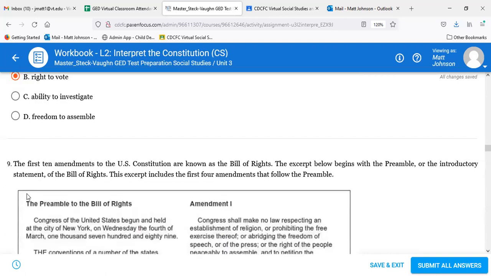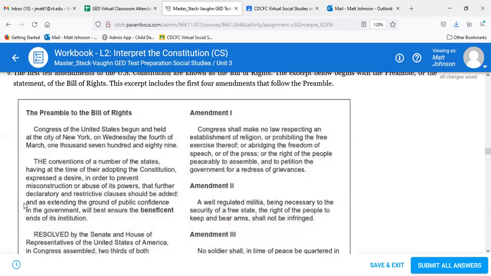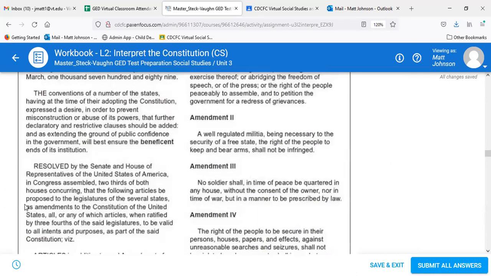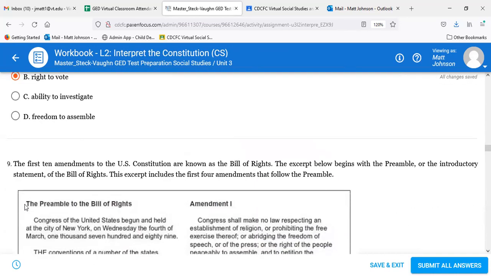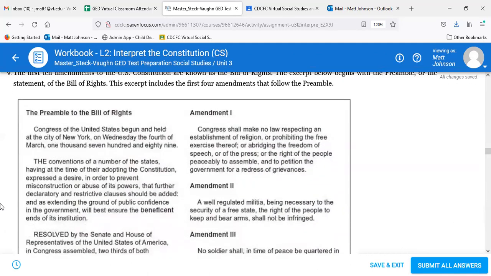Okay. Then we got a little setup here, part of the Bill of Rights. So the first 10 amendments to the U.S. Constitution are known as the Bill of Rights. The excerpt below begins with the preamble or the introductory statement of the Bill of Rights. This excerpt includes the first 4 amendments that follow the preamble. Grace, you want to read just the first 2 paragraphs of the preamble there?